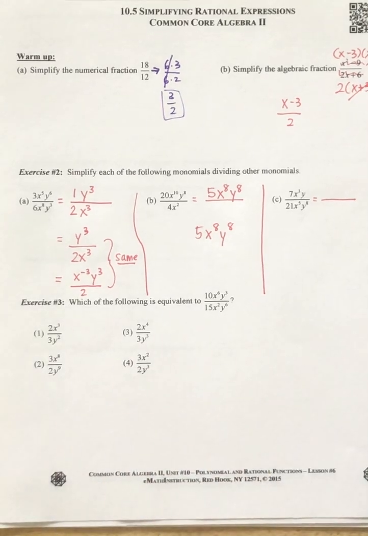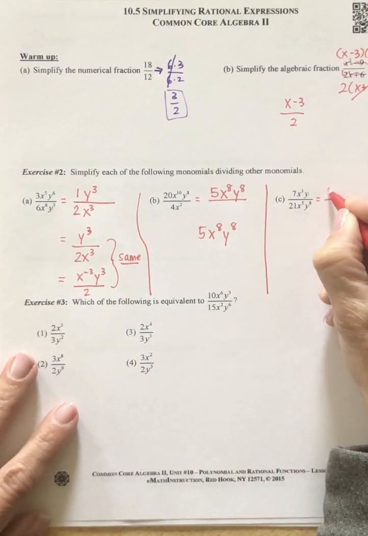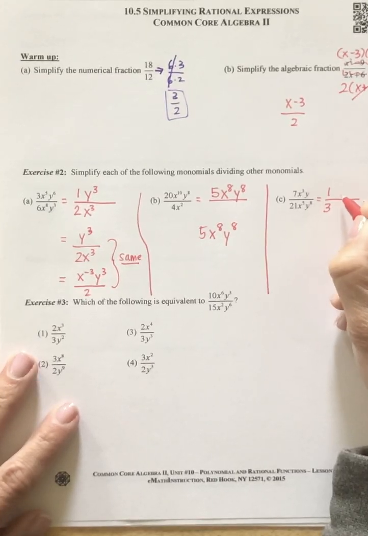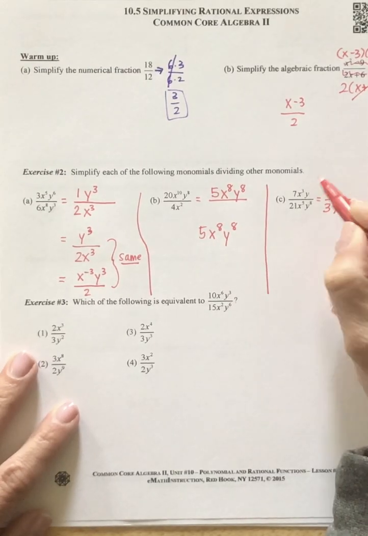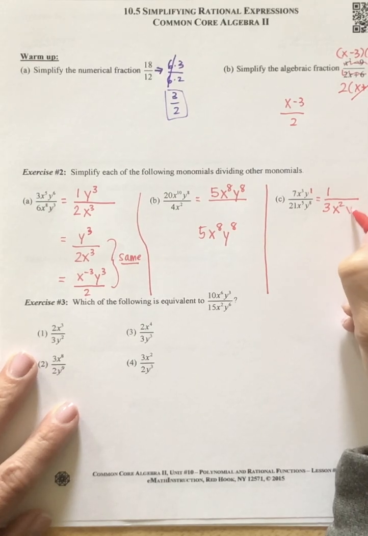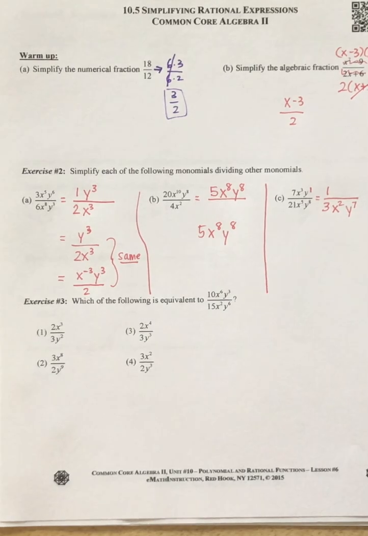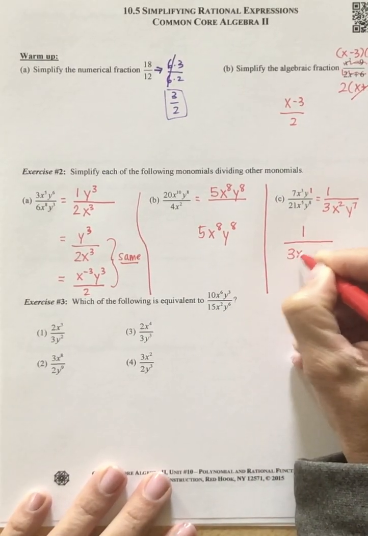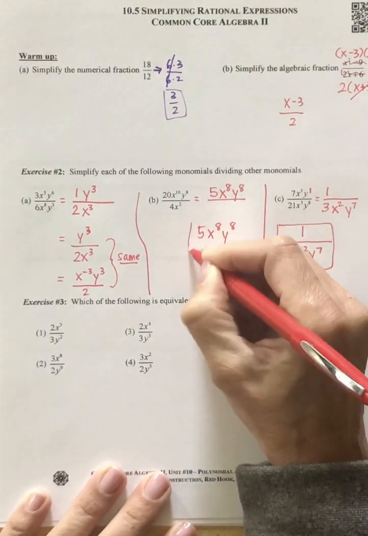All right, I have 7 over 21. 7 will go into 21 3 times, so this is really 1/3. X cubed up top, x to the 5th on the bottom. That's going to leave me with x squared in the bottom. This y, remember, is y to the 1st, which means I have y to the 7th on the bottom. Make sure you have that 1 up top because you can't have it with nothing. So 3x squared y to the 7th is your answer.